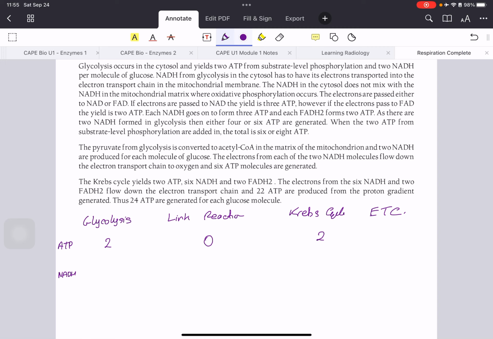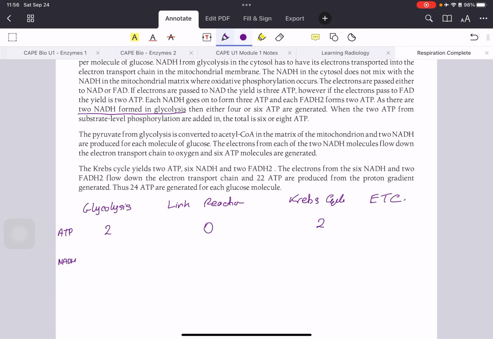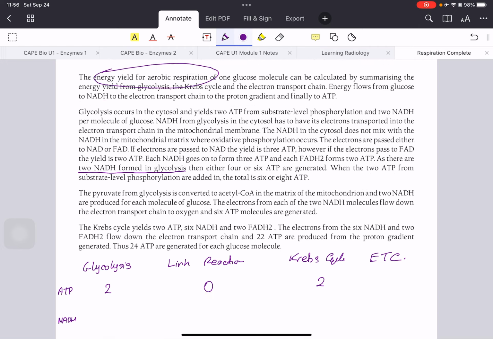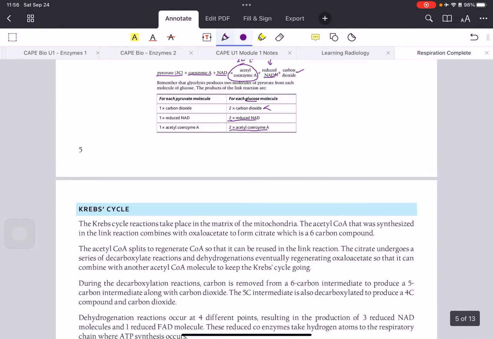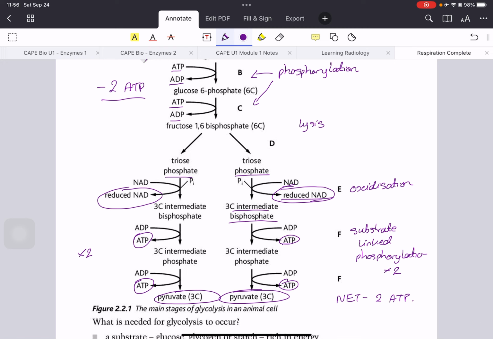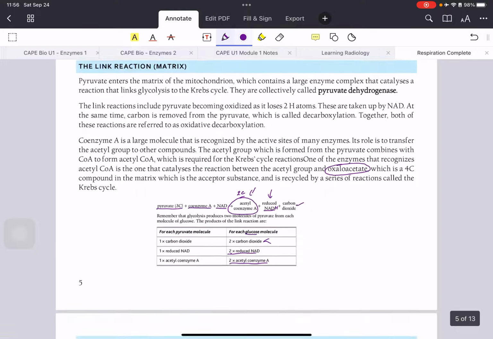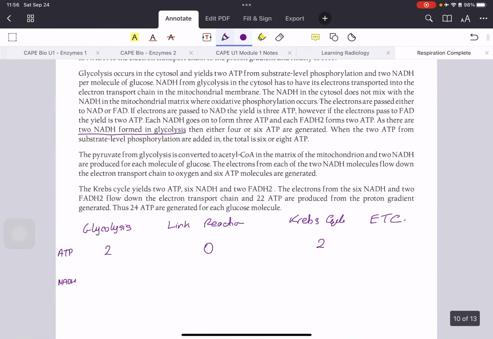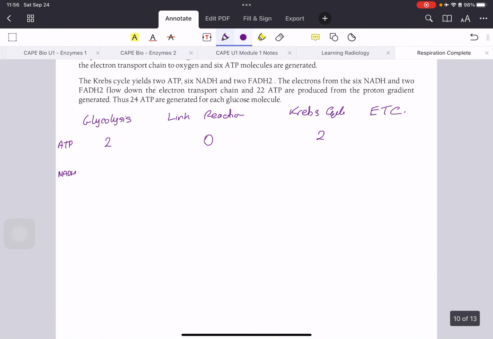If we read the passage here, we can see that there are 2 NADHs being formed in glycolysis, right? So that's actually per triose phosphate molecule, right? Because if we go back up to the glycolysis, you can see that there's one reduced NADH here, another reduced NADH here. So per glucose molecule, we actually have 2 NADHs being formed, right? So let's go down here and we could put 2 NADH.